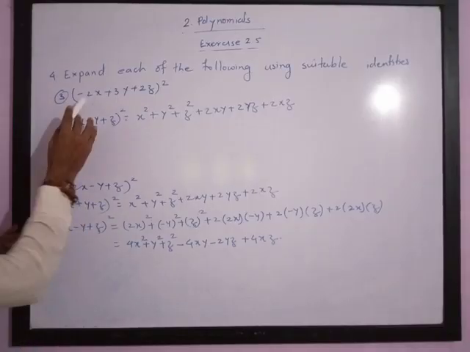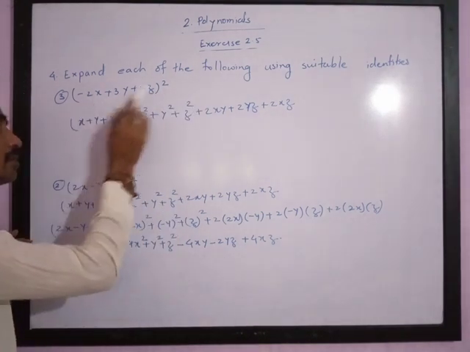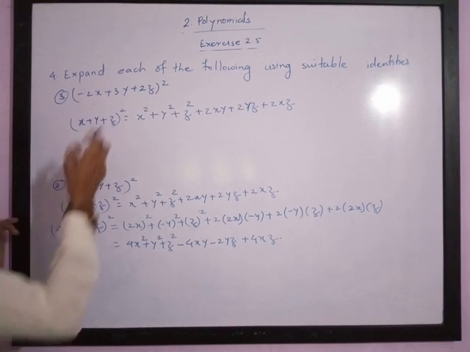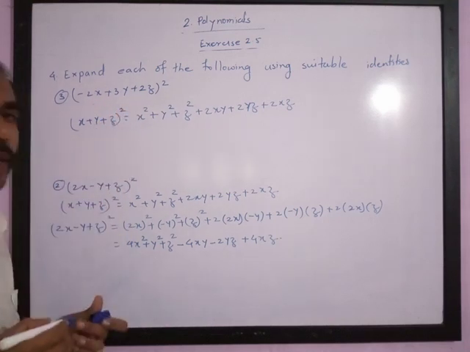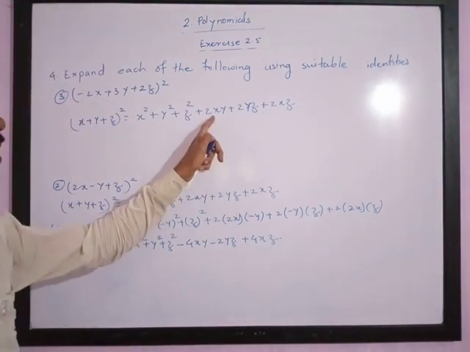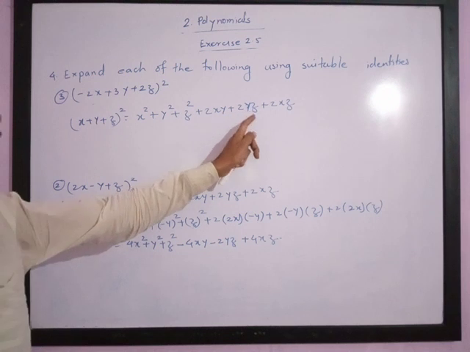Third question is (-2x + 3y + 2z) bracket square. These three terms are there, so we have to use the same identity again. (x + y + z) bracket square is equal to x square plus y square plus z square plus 2xy, plus 2yz, plus 2xz. That is 2 into first and second, 2 into second and third, 2 into first and third.